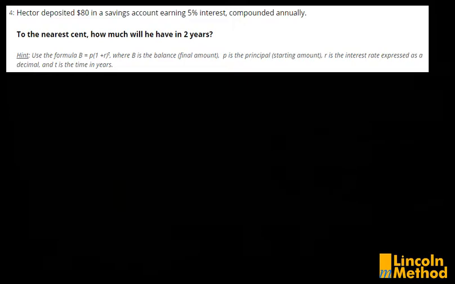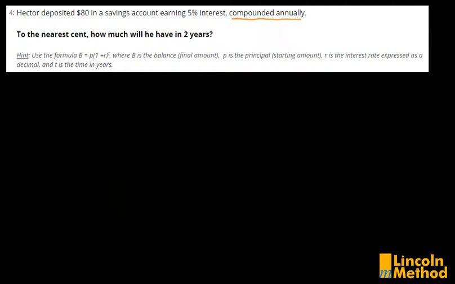Now before I can move on to solving this question, I think it's important to reinforce what compounded annually really means. I've explained what it means in an earlier video of the same assessment, but it never hurts to reinforce the concept. So let's revise what compounded annually really means.